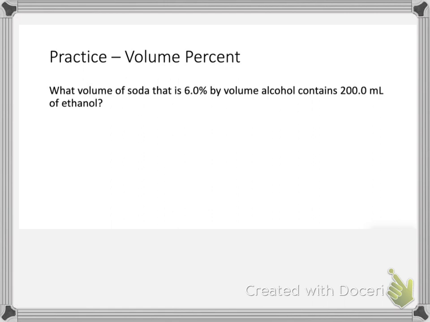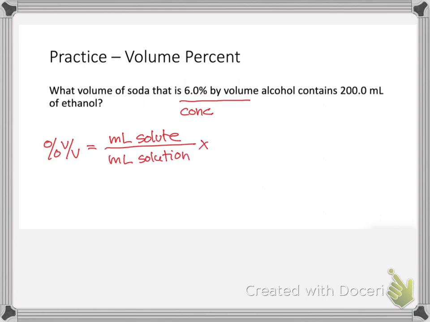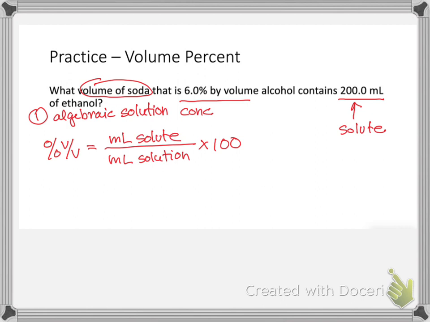All right, so what have they given me? Let me change color so I can see. So they've given me the concentration, and it's by volume. So that means it's the volume over volume. So it's going to be the milliliters of the solute divided by the milliliters of the solution times 100. So first we're going to do our algebra. And it has in it 200 milliliters of ethanol. So this is the solute. And they want us to know the volume of this alcoholic soda.